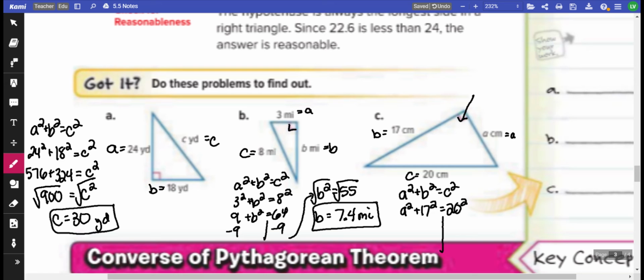So 17 squared, so A squared plus 289 equals 400. I'm going to subtract 289 from both sides. A squared equals 111. I want to find the square root of 111 because the opposite of squaring is square rooting. So A equals 10.5 centimeters, rounded to the nearest tenth.